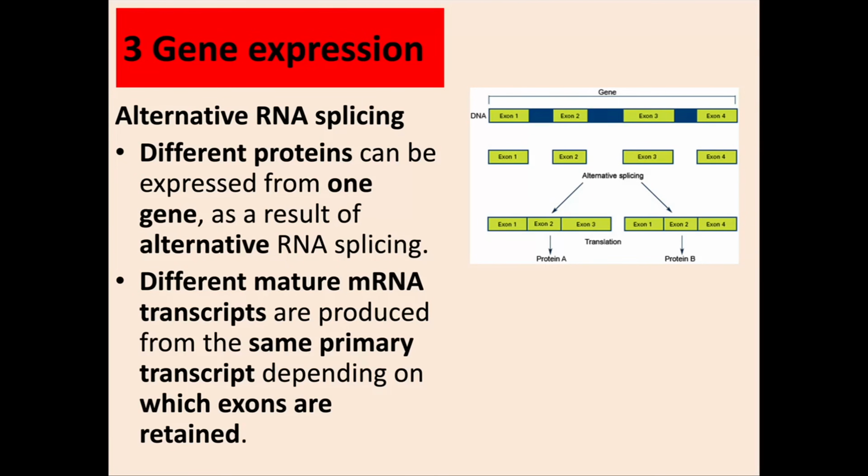And it means that we can have lots of different mature transcripts that are produced from the same primary transcript, depending on which exons are retained and the order that those exons are retained in as well. So depending on which exons are retained, we can get different mature transcripts from the same primary transcript. All right, so that's alternative RNA splicing. That's when we want different proteins or more than one protein from the same gene.